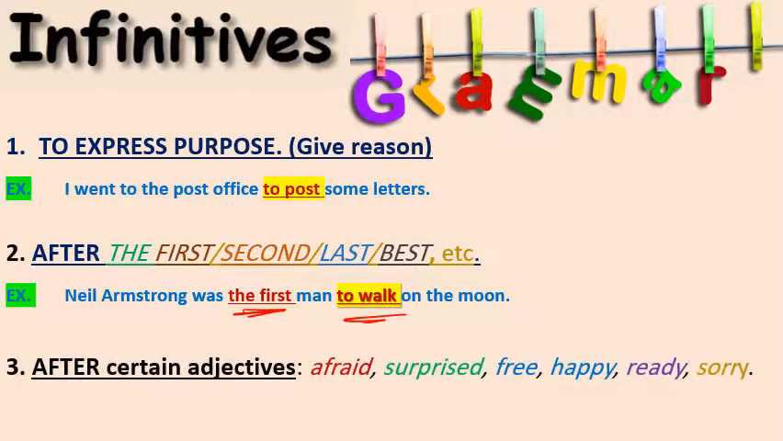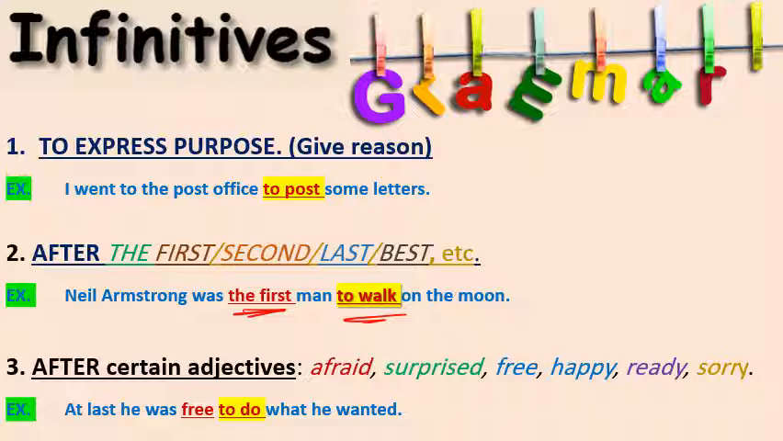We put to plus infinitive after certain adjectives like afraid, surprised, free, happy, ready, sorry, and so on. For example, at last he was free to do what he wanted. Here, the adjective free is followed by to do. Good.